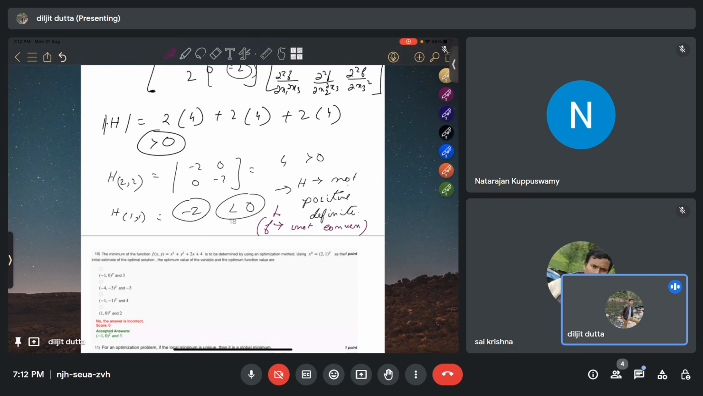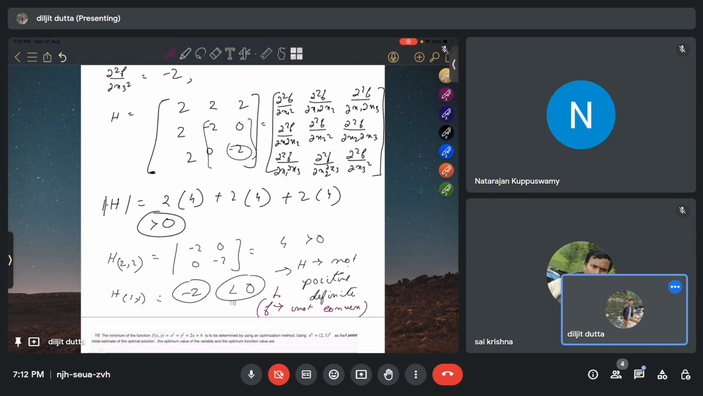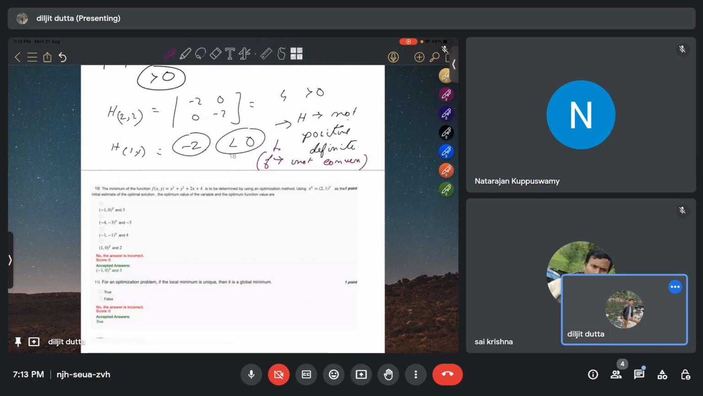Okay, I hope you understood this. So the thing is that when you're checking for positive definite, you have to see all three determinants. So one is this 1 by 1 determinant, 2 by 2 determinant, and 3 by 3 determinant. All three determinants you have to see, and only if all three are greater than 0 will it be a positive definite matrix. Okay, just be clear, checking only one determinant is not enough. I hope this is clear.